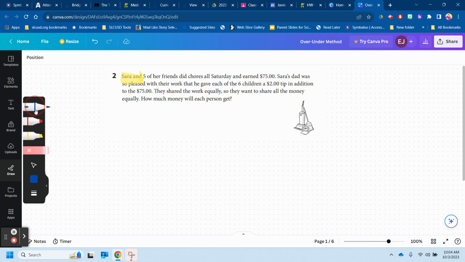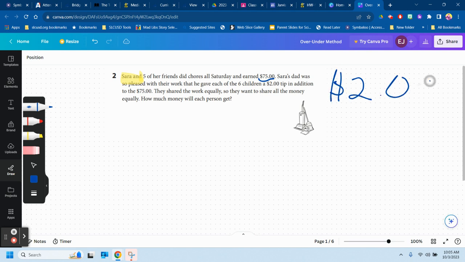I think it'd be better if I just underline these things. Okay, let's see here. $75. Sarah's dad was so pleased with the work, she gave each of the 6 children a $2 tip. So we are figuring out how much, in addition to the $75, they shared the money equally. So they want to share all the money equally. How much will each get? So each kid already got $2. So I might set that aside.